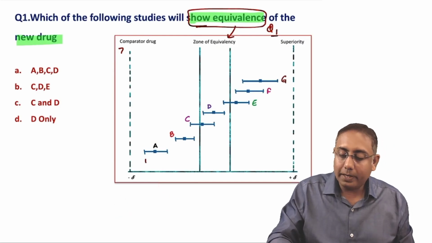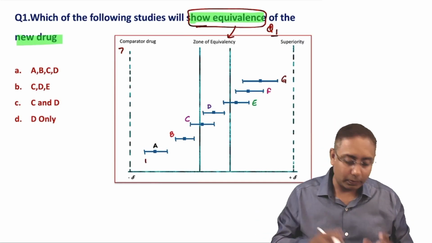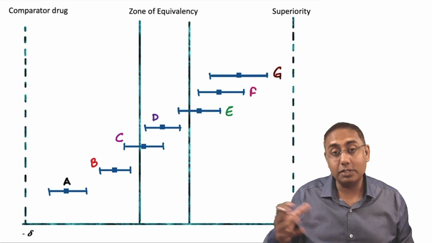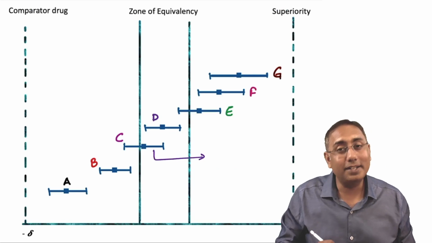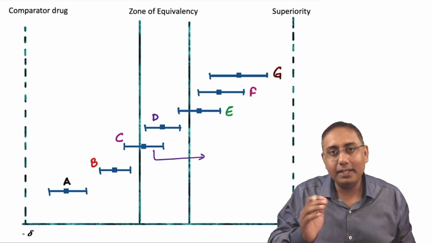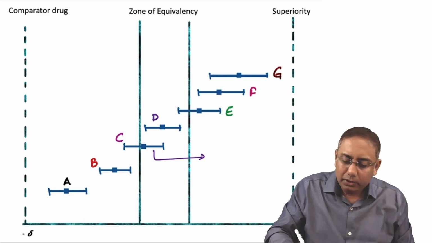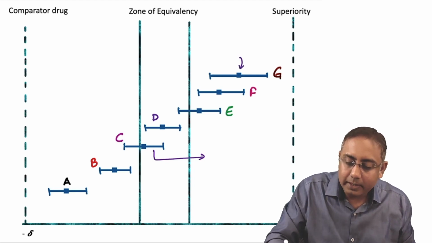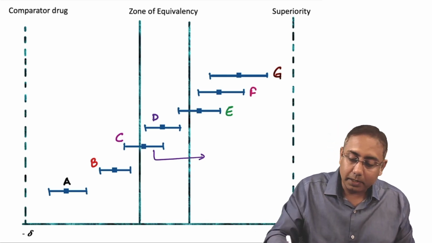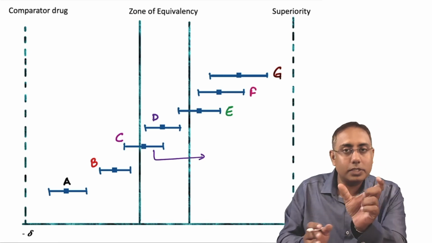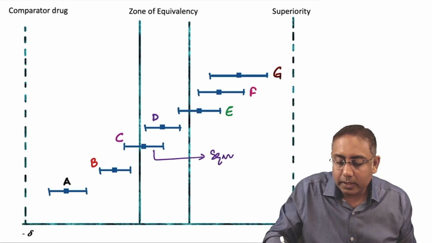So what do you mean by these lines A, B, C, D, E? Which of the following studies will show equivalence? It's as easy as that. Let us zoom into it. What do you think about study number C? We are supposed to talk about the line only. You don't want to look at the medians. We can see the medians, of course, but in this MCQ you just see the lines. If the line is touching the zone of equivalency, it is an equivalent study.